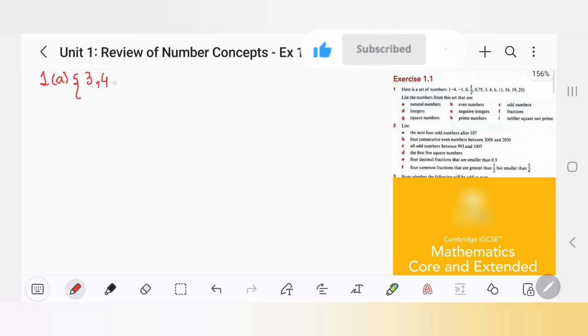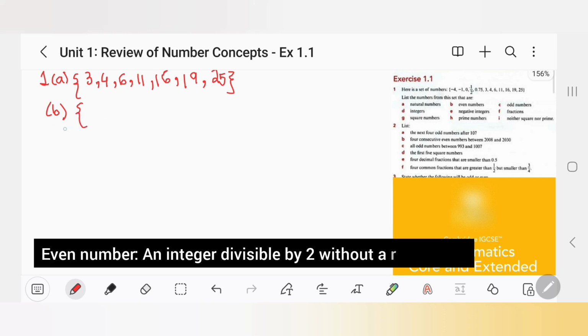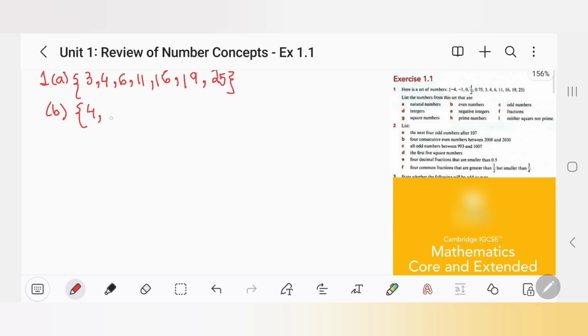3, 4, 6, 11, 16, 19 and 25 is the last number which I can fit in this category, right? Okay, so in this way we are done with A part. Now let's solve B. In B they are asking write all the numbers which are divisible by 2, the even numbers. So yeah, 4, 6 and 16. Here in this way I am done with B part also.